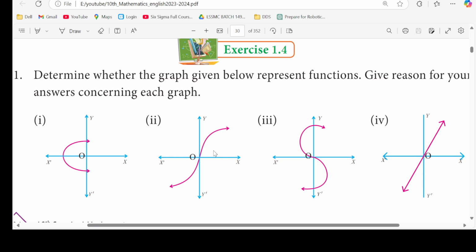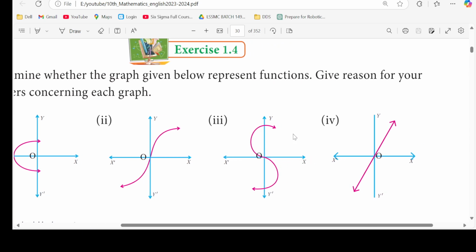Okay, and next one, second one. Here we have the x-axis and y-axis, and we have the graph like this. Here this y-axis intersects this graph in only 1 point. So this graph is a function. It is intersecting in only 1 point, so we can say this graph is a function. For the solution, you have to write: this second graph is a function. Why? Because this y-axis intersects this graph in only 1 point, so this graph is a function.